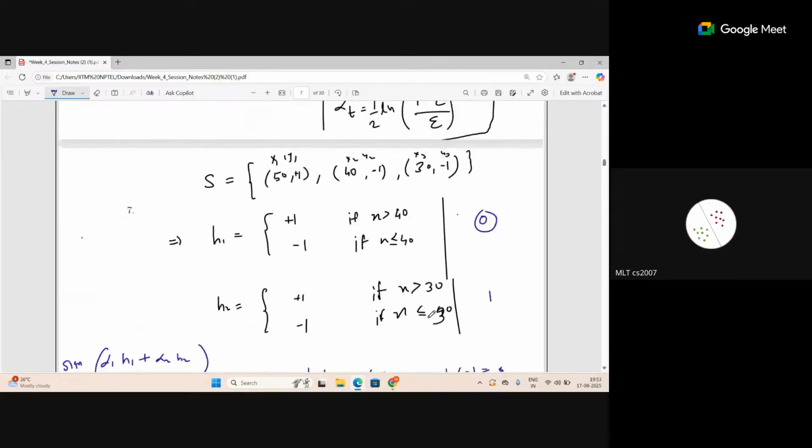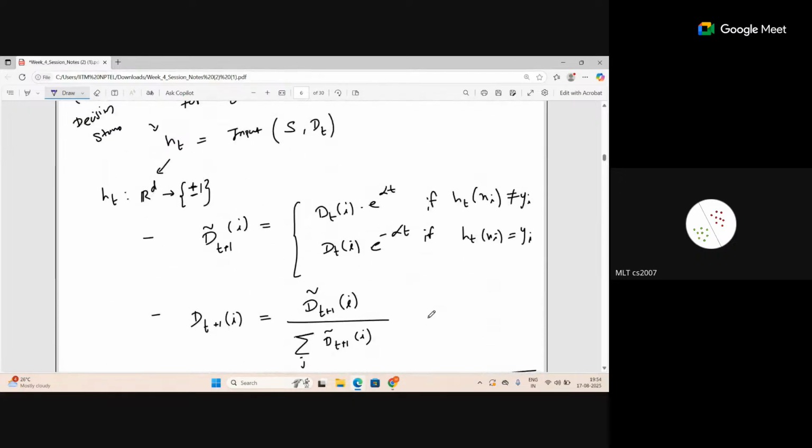And then for the next iteration you plug in the value here, correct? And the updated weights will be what? For the first one, is it making a mistake on the first data point? No, it was correct. So that means you should take e to the power minus alpha.